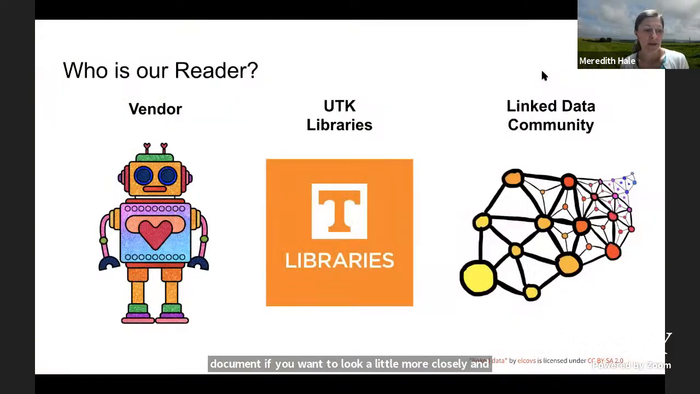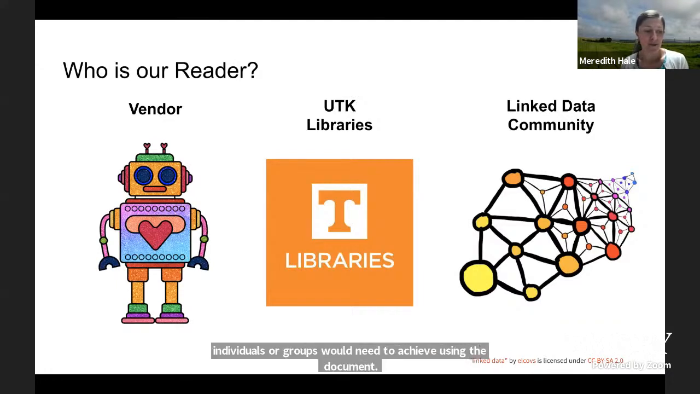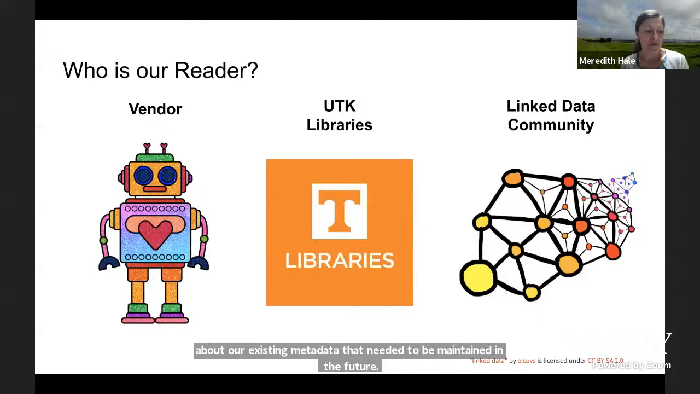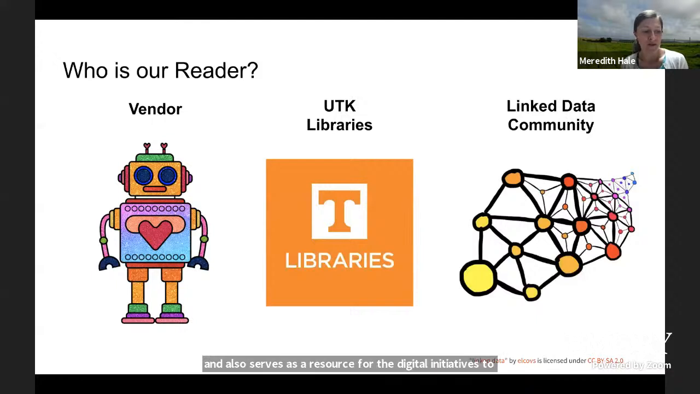So in creating our mapping document, it was important for us to consider who it was really for and what those individuals or groups would need to achieve using the document. So obviously the document was useful internally in helping UTK libraries identify and address metadata inconsistencies and grapple with what was important about our existing metadata that needed to be maintained in the future. It also serves as a resource for the Digital Initiatives Department and the libraries generally to better understand this work and appreciate the effort it requires.